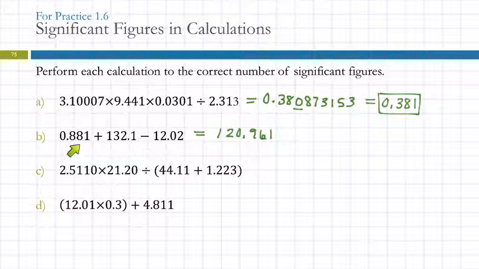So this first number has 3 decimal places. The second number has 1 decimal place. The third number has 2 decimal places. This has the fewest number of decimal places, 1 decimal place. So I'm going to round this off so that it has 1 decimal place. My decider, the 6, tells me I need to round the 9 up to a 10. And so the 1 is going to carry over here.